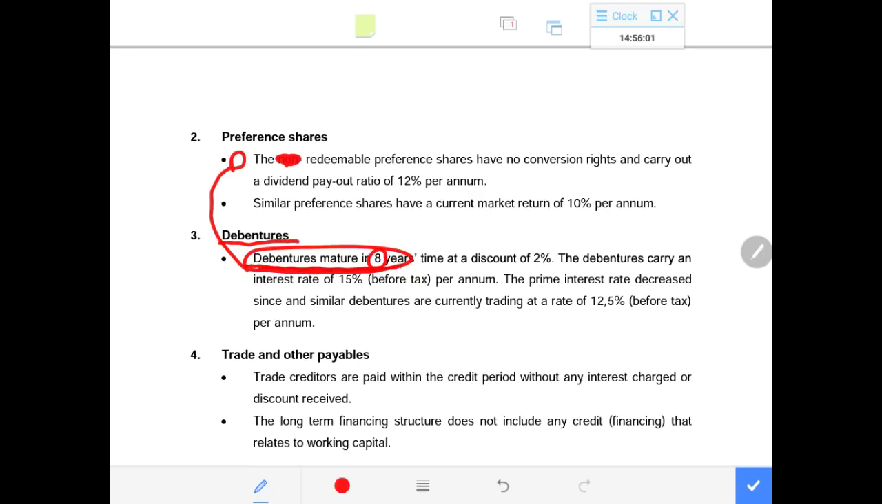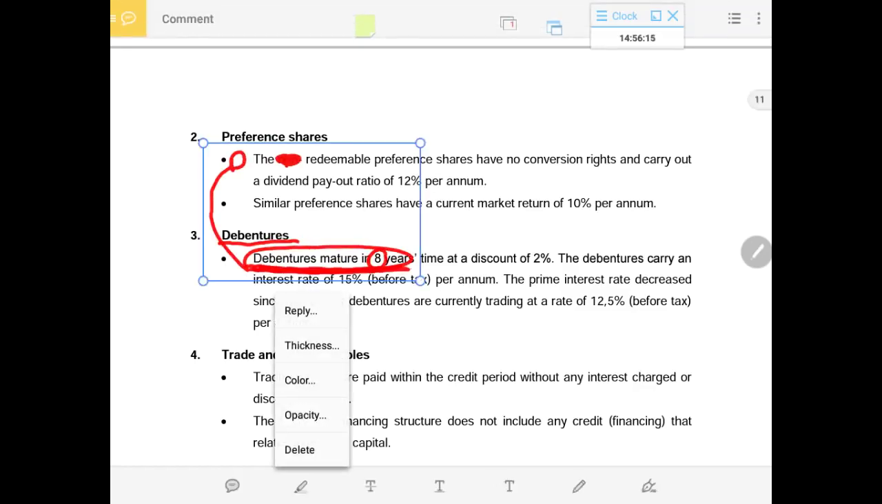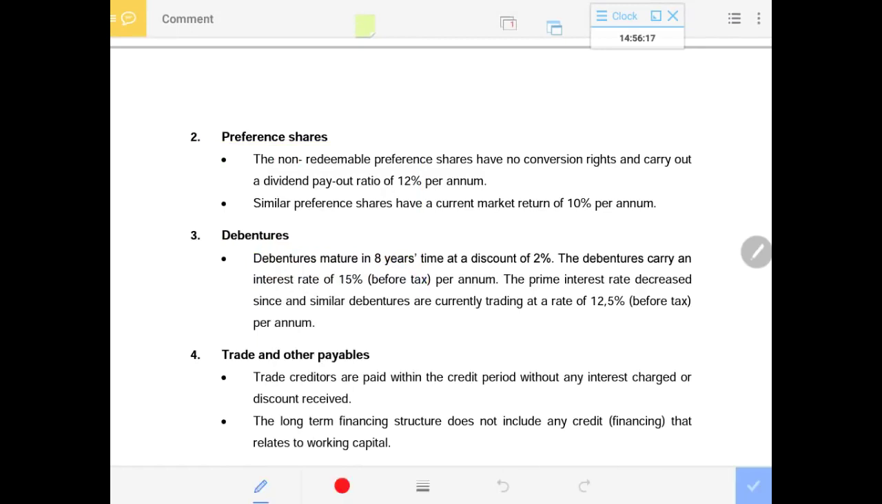But in the case where the preference shares are redeemable, therefore now there can be a maturity date, and where there is a maturity date, you'll have to apply the same principle that I will be applying in the debentures now, unless stated otherwise. So now we have our debentures that mature in 8 years at a discount of 2%. Previously, it was at a premium of 10%. A premium is added to the capital, but a discount is deducted from the capital.